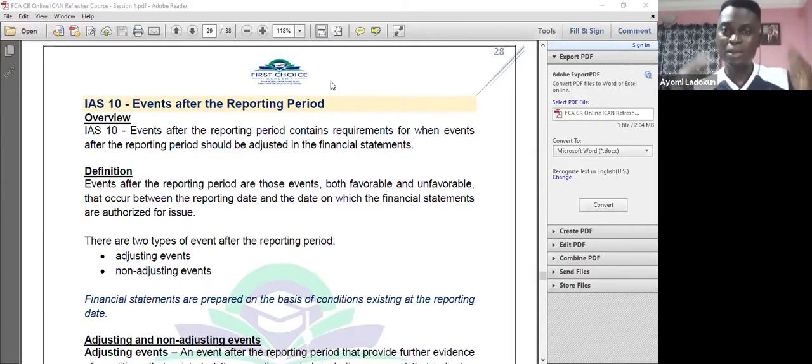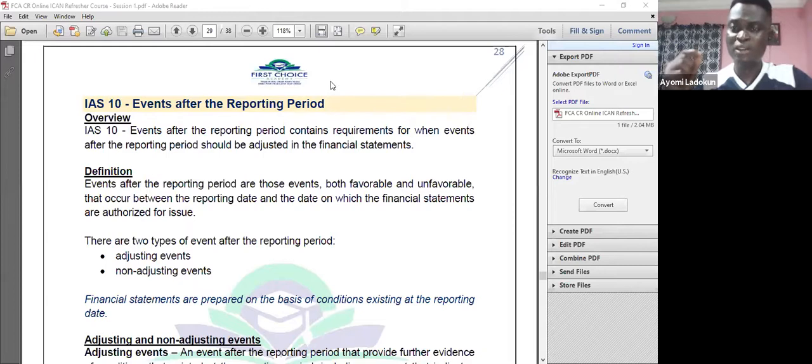Now, when you say reporting period, what does that mean? It simply means the financial year of a company, or the accounting period of a company. For example, if the start of my accounting period is January, then my reporting period is January to December, let's say 2019, as the case may be. It's also possible the start of my accounting period is, let's say, October. That means October to September the following year. That's my reporting period.